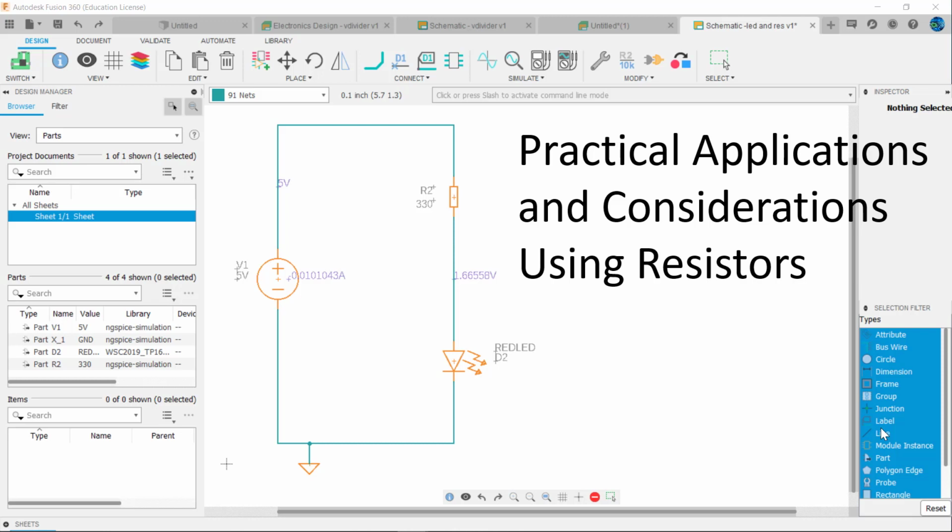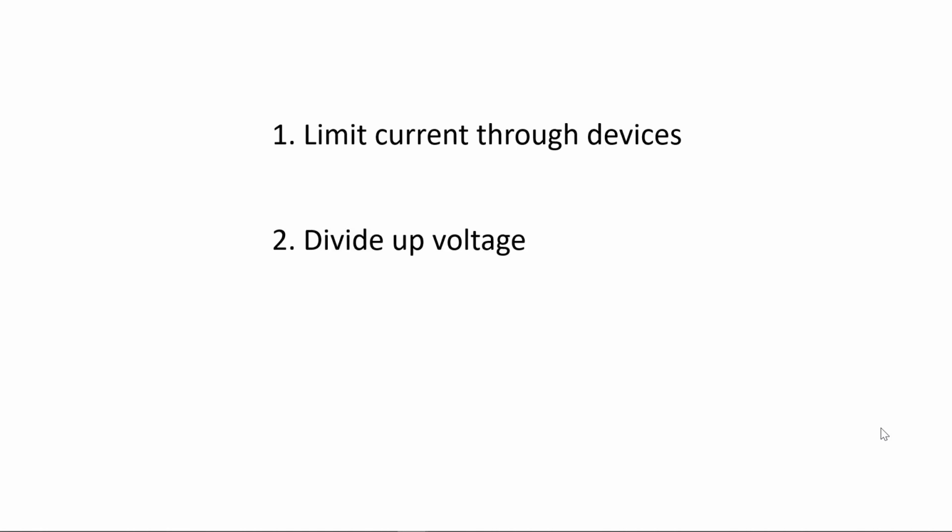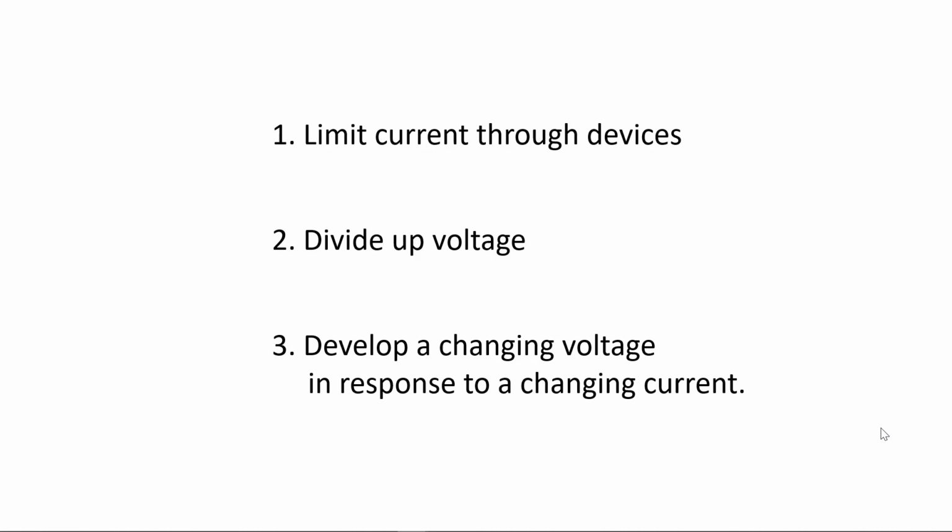In this video, we'll explain how and why resistors are used in a circuit and how you determine the value of resistance you need in a circuit. Resistors are used for three purposes in electronic circuits. 1. To limit current through devices. 2. To divide up voltage. And 3. To develop a changing voltage in response to a changing current.